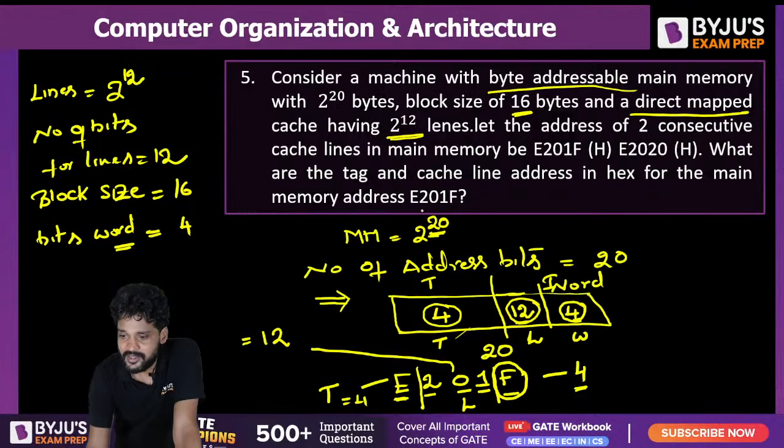So here in the E201F, 201 is the line, F is the word field. Okay, I hope you got it.